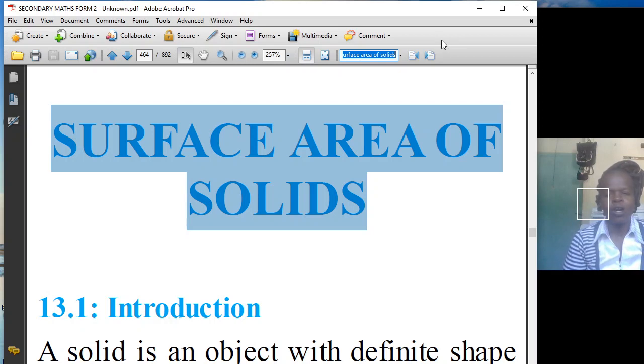I had planned to have a lesson with you, but I've been a bit held up. So today, I organized to have a lesson with you, and one of the topics that I felt I should go through is the surface area of solids.